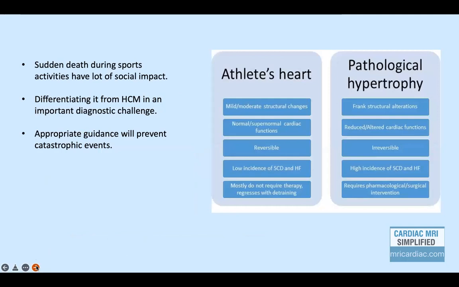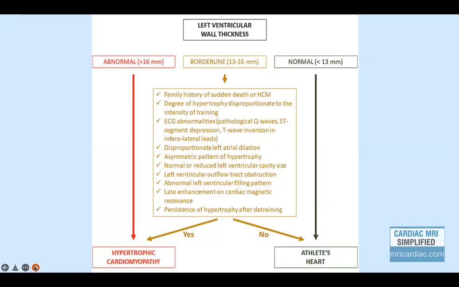So such cases present a common diagnostic dilemma: differentiating physiologic remodeling of athlete's heart from pathological hypertrophy. It is important to differentiate them because athlete's heart does not require any therapy, while pathological hypertrophy requires close follow-up because of a high incidence of sudden cardiac death and heart failure, and may also require some pharmacological intervention. Sudden death during sports activities has a lot of social and clinical impact, and it is important to differentiate it from HCM at an early stage so that we can appropriately guide the patient and prevent catastrophic events.